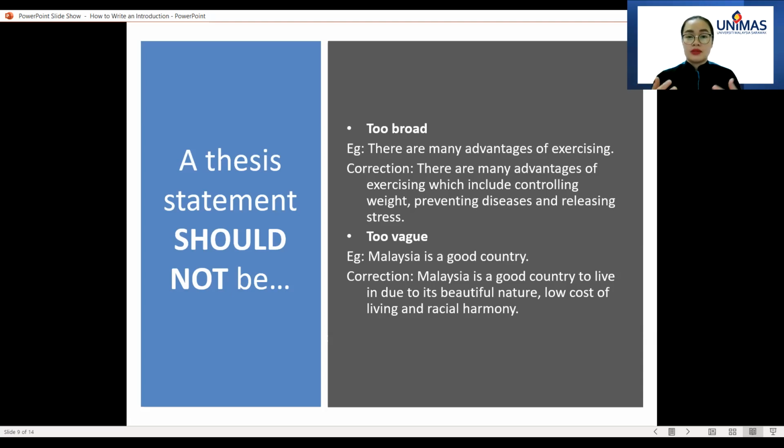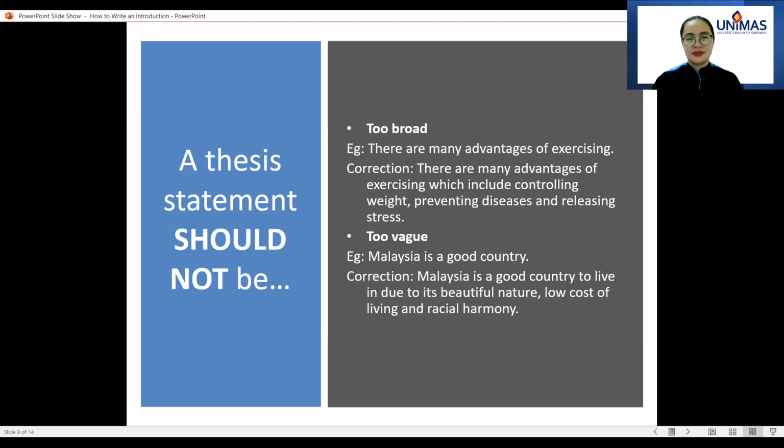All right. Because in the example just now, Malaysia is a good country. It could be good for investment. It could be good as a place to visit. So we don't know what the author is trying to share. Well, in the corrected version, Malaysia is a good country to live in due to its beautiful nature, low cost of living, and racial harmony. So this is an example of a good thesis statement. You can pause the video and try to write your own thesis statement.